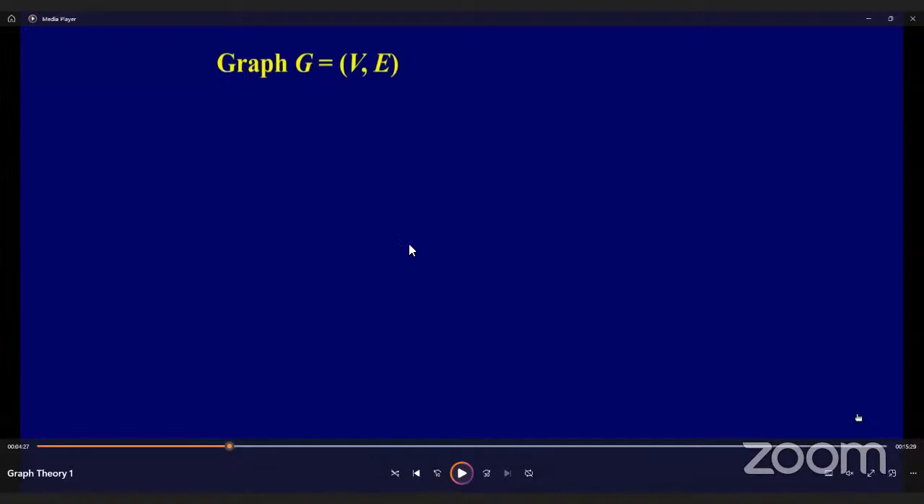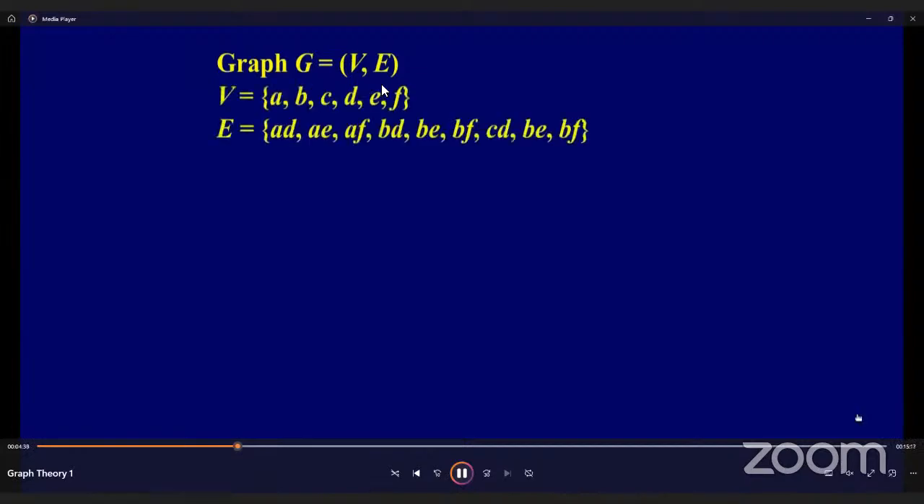So a graph is actually this couple, an ordered pair V and E. So that is an ordered pair. It's not a set, but V and E are an ordered pair. So you cannot interchange them; it's not the same as E and V. Now V is called the set of vertices. So these are the vertices. And E is the set of edges.